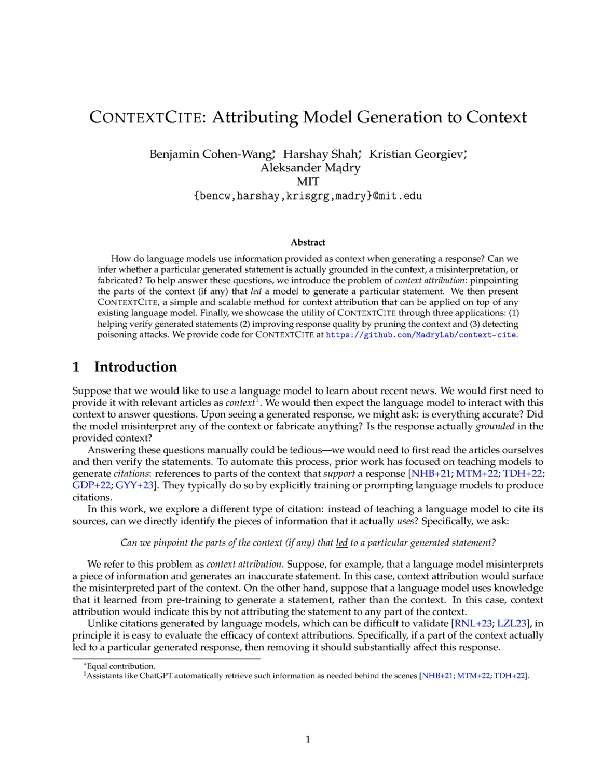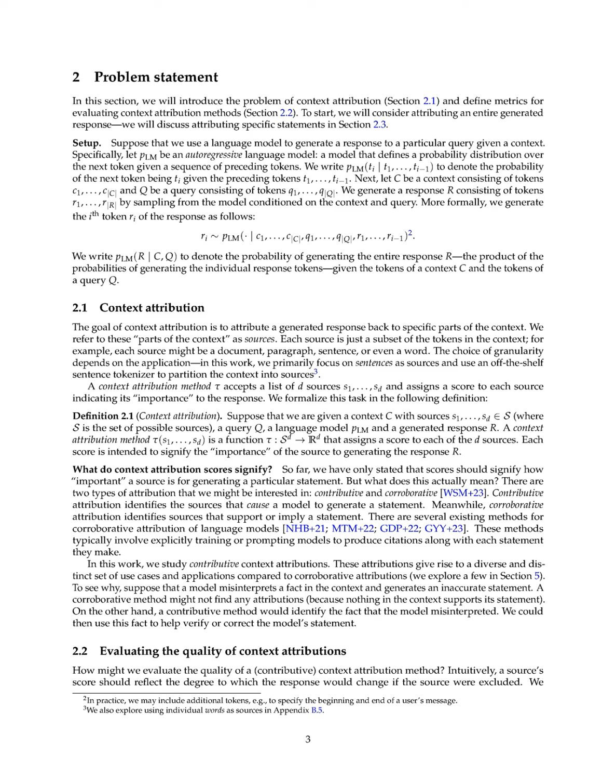To illustrate how CONTEXTCITE attributes a generated response to specific parts of the input context, consider a scenario where a language model generates the response, "The capital of France is Paris," based on a context that includes sentences about various European capitals. The main steps of the CONTEXTCITE algorithm would be as follows.